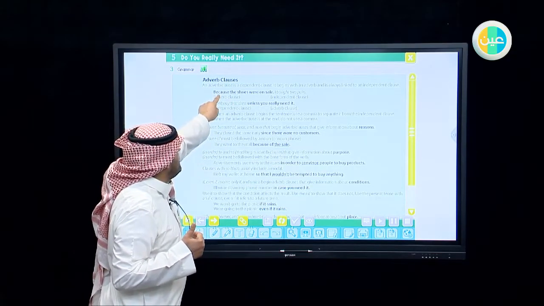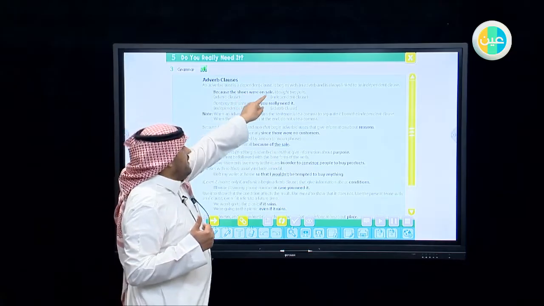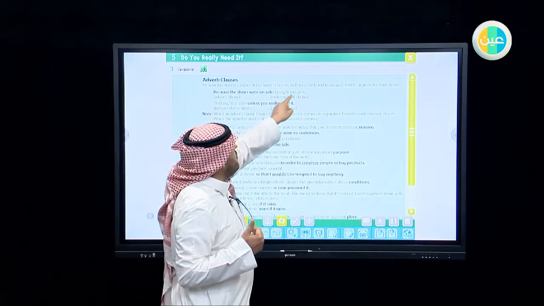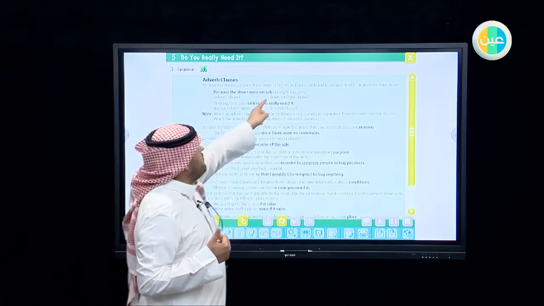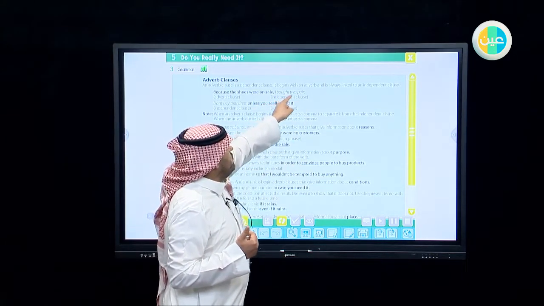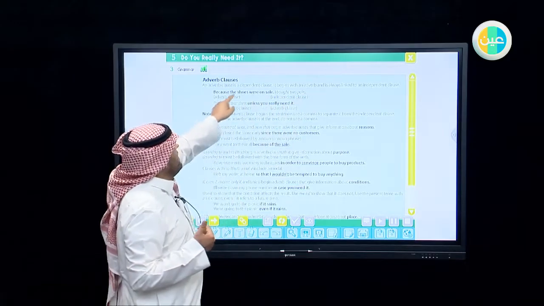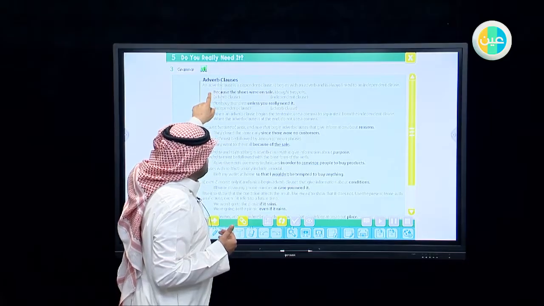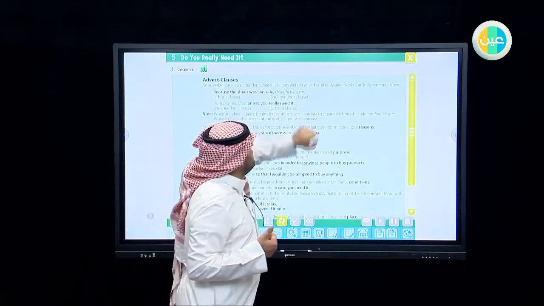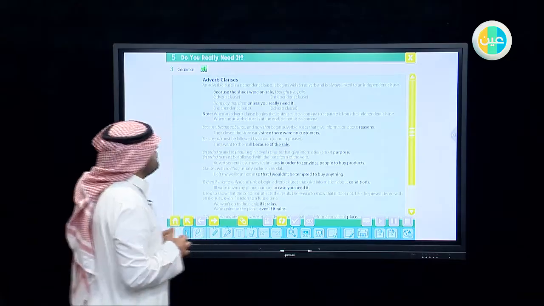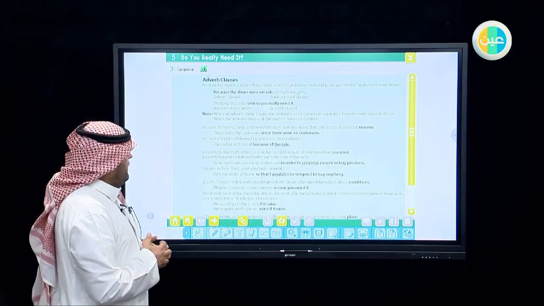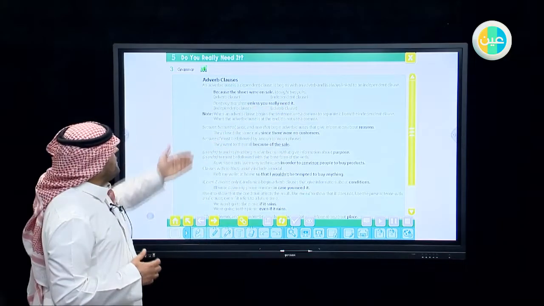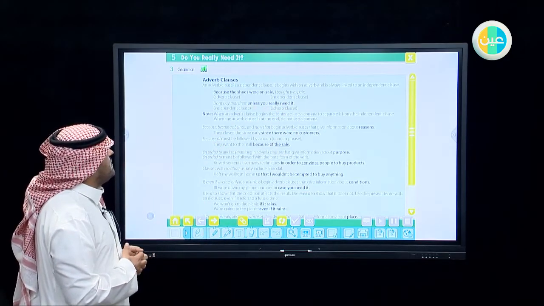We started with because, so the sentence is not complete. The complete sentence, or the independent clause, is the other one: I bought 2 pairs. Why did I buy 2 pairs of shoes? Because the shoes were on sale. So this is considered an adverb clause, and this is considered the main clause, or the independent clause, as you see here.